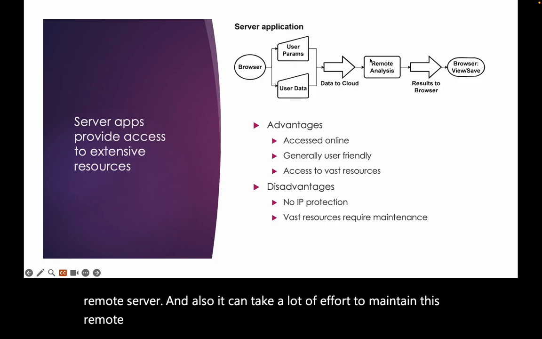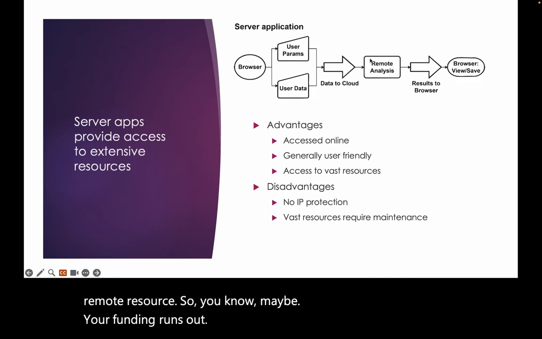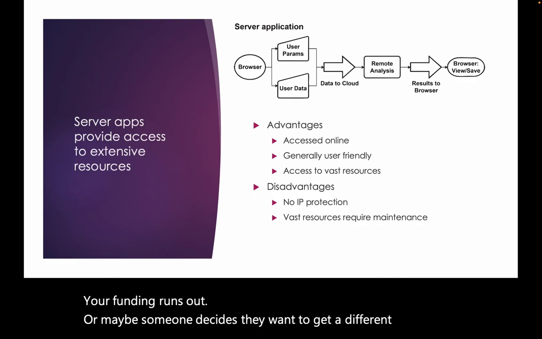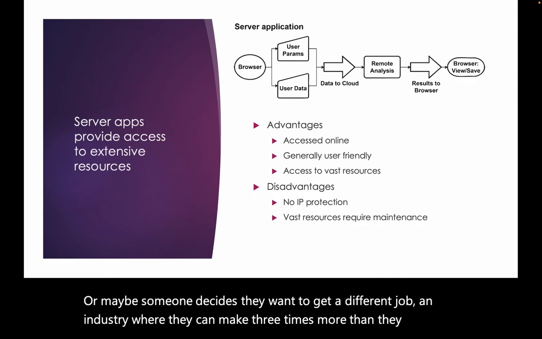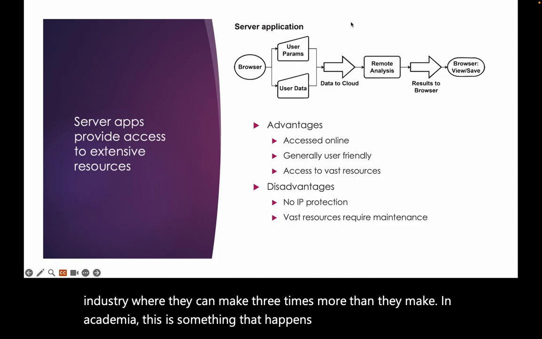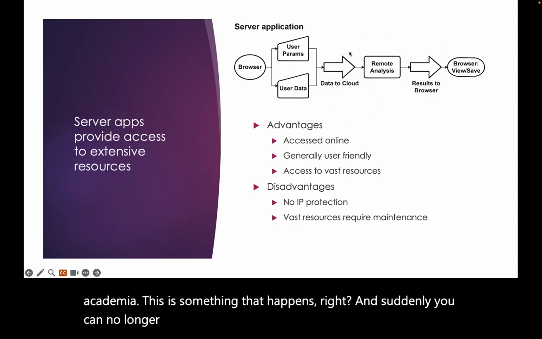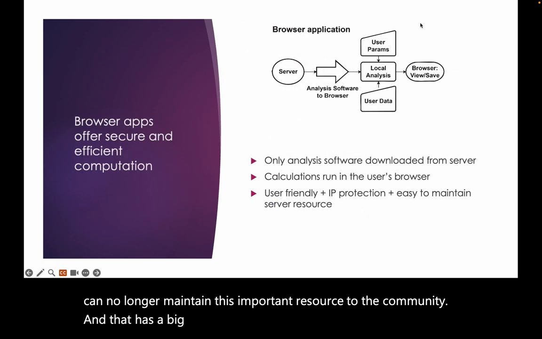So, maybe your funding runs out, or maybe someone decides they want to get a different job in industry where they can make 3 times more than they make in academia. This is something that happens, right? And suddenly you can no longer maintain this important resource to the community. And that has a big impact on reproducibility.